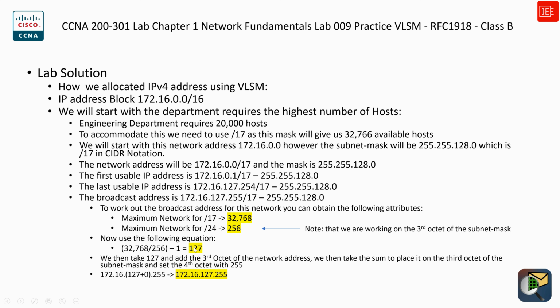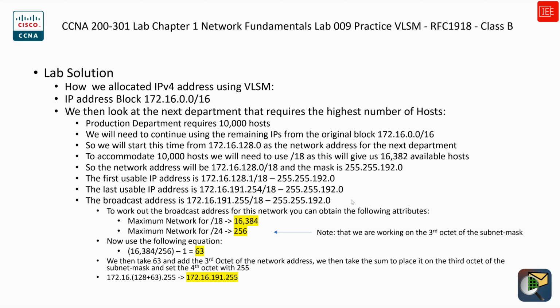We get the result of this equation, and then we add it to the third octet of the network address. We then take the sum to place it on the third octet of the subnet mask and set the fourth octet with 255. So the final result, it will be 172.16.127.255. To work out the last usable IP address, we just subtract 1 bit of the last octet of this network address. So you will end up having the broadcast address, which is 172.16.127.255/17. And then the last usable IP address will be 172.16.127.254 with /17.